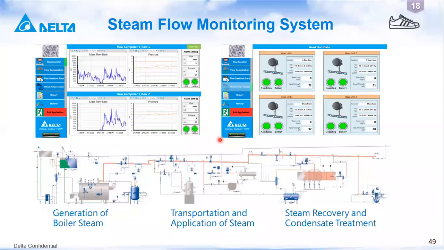Next one is the steam flow monitoring system. This one is also in the shoes factory, because for shoes like boots, they need a lot of steam to do this process.